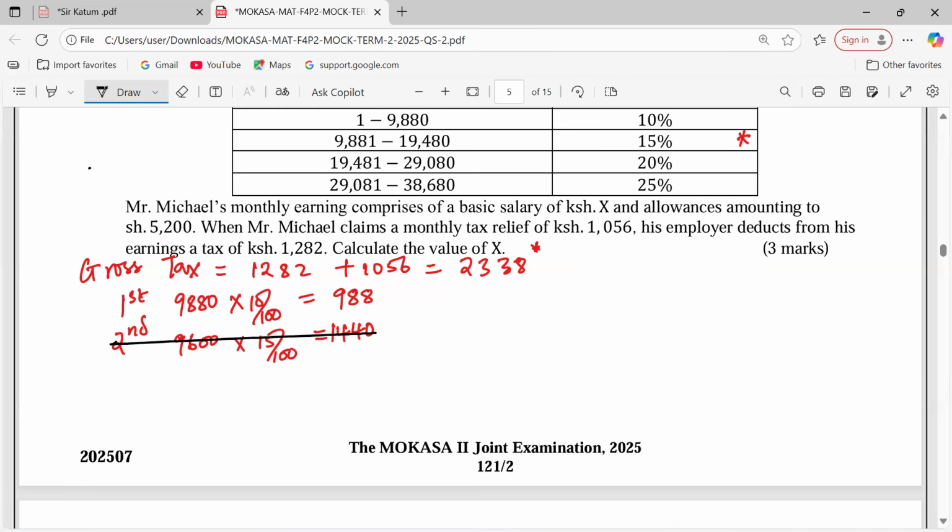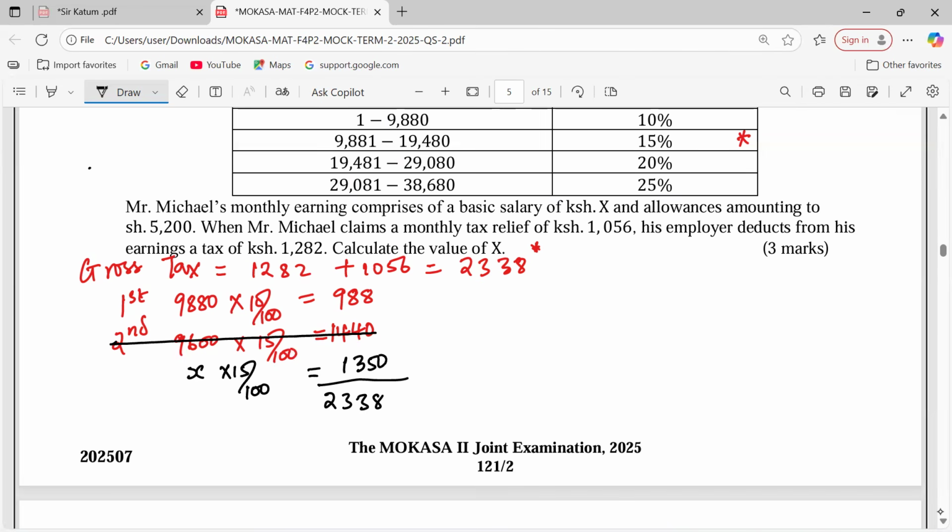In the second bracket, we should be talking about a certain unknown amount that is to be taxed at the rate of 15% to give us the remaining tax, so that the total is 2338. So what is the remaining tax? 2338 minus 988. This is 1350. So there is a remaining tax of 1350 at that point. Now this 1350 should come from a certain taxable income at the rate of 15%.